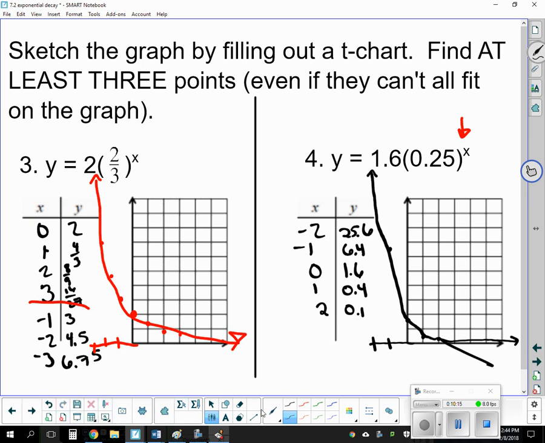It's actually an asymptote. You don't need to know that word, but you will learn it more in Algebra 2. So that just flattens out. So you want to make sure these look like exponential graphs. Don't make it a straight line. It's an exponential curve.